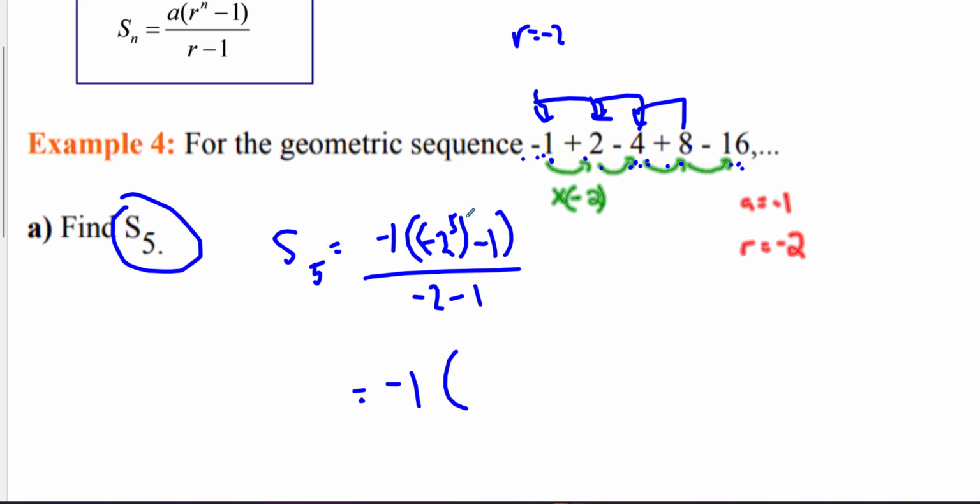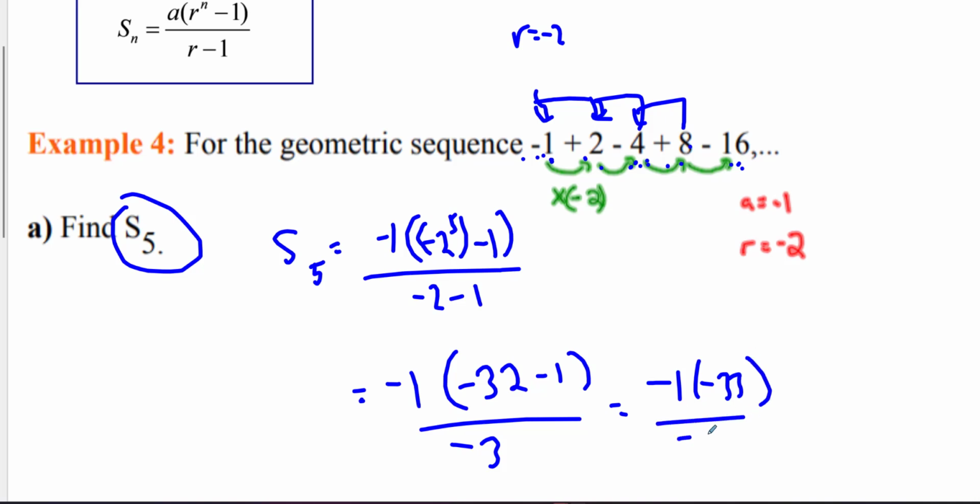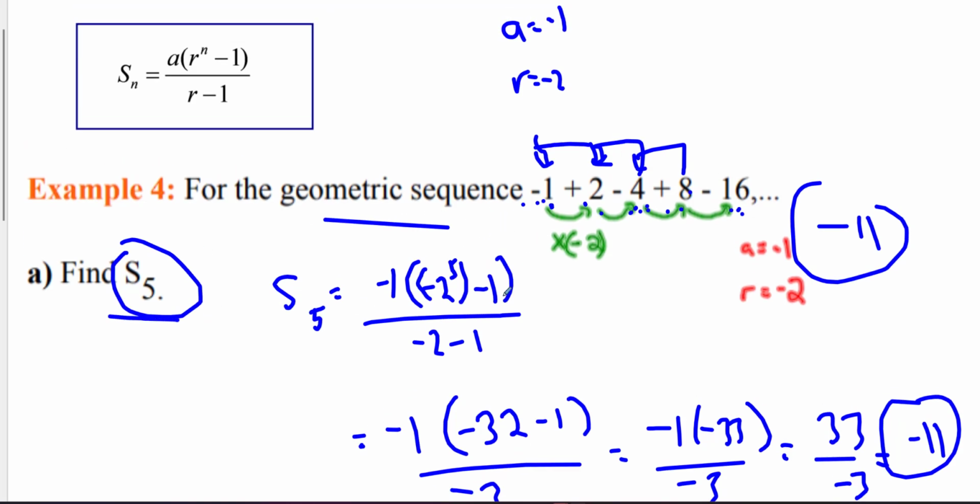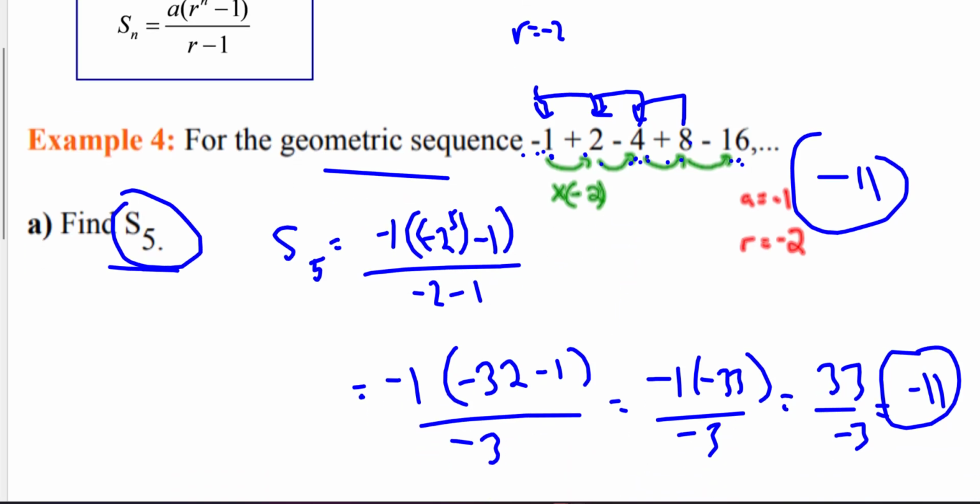So this is going to be -1 times (-2) to the power of 5. Since this is an odd exponent, I know it's going to be a negative value, and it's actually -32 minus 1, and that's just -33. So that's going to be -1 times -33 over -3. That's just positive 33 over -3, which is -11. And guess what? That's the answer that I had initially as well when I add them up, -11. So here's an example of a geometric sequence and then a geometric series.